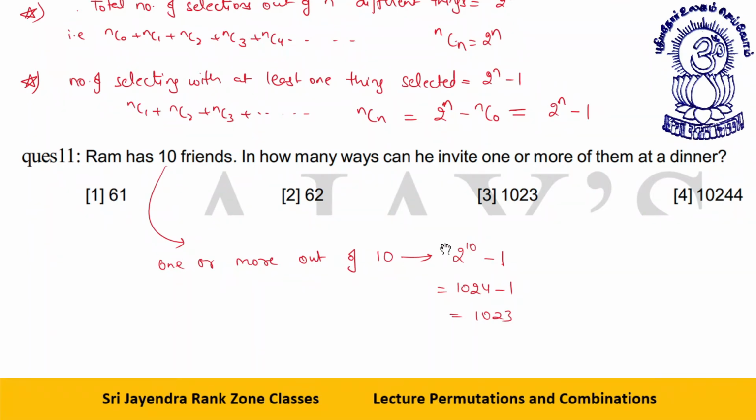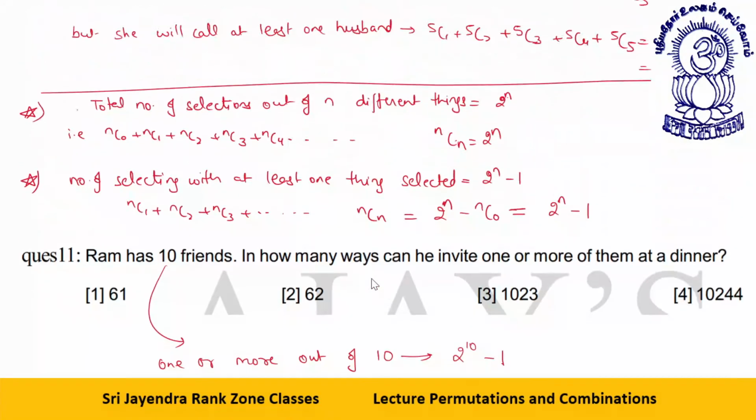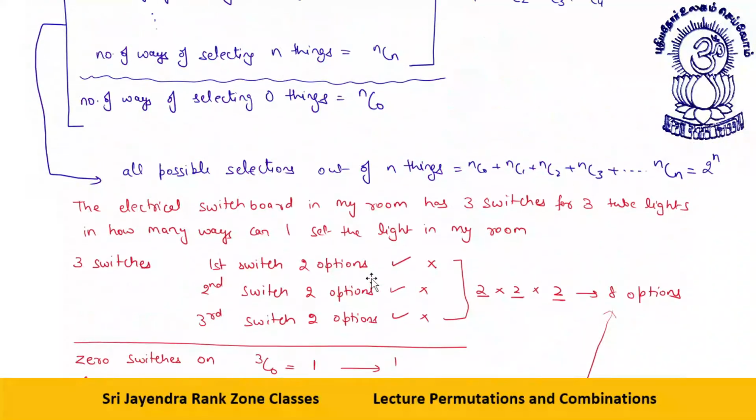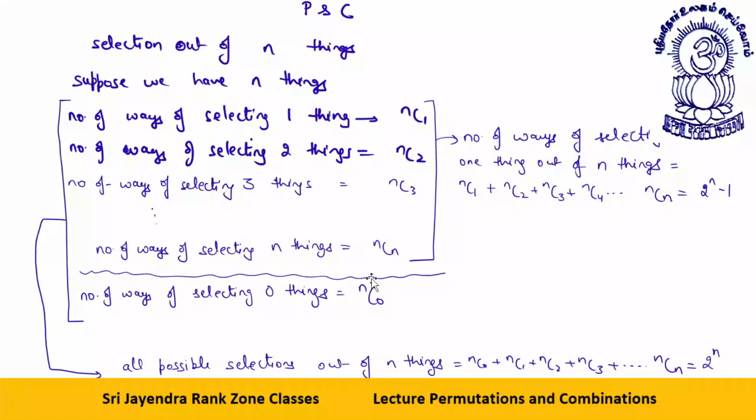Clear to everyone? Fine. See, dear friends, so far what we have been discussing is number of ways of selection of things out of n things. These n things are n distinct things. Okay, let me write it. These are n distinct things, out of n distinct things.